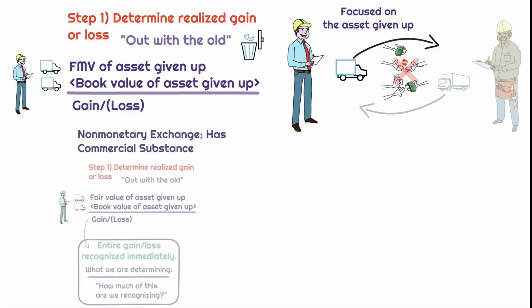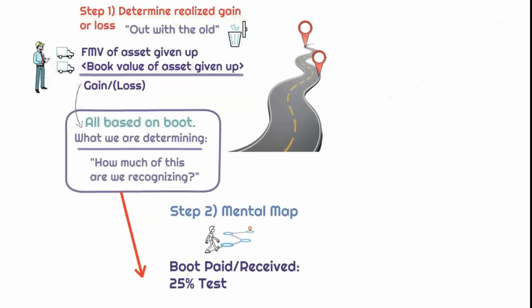But we remember if the exchange has commercial substance, the entire gain or loss will be recognized immediately, no questions asked. Now what we're saying is that if the exchange lacks commercial substance, then gains or losses might or might not be recognized. So it depends, right? And it depends on what? It depends on the 25% test that now needs to be applied.